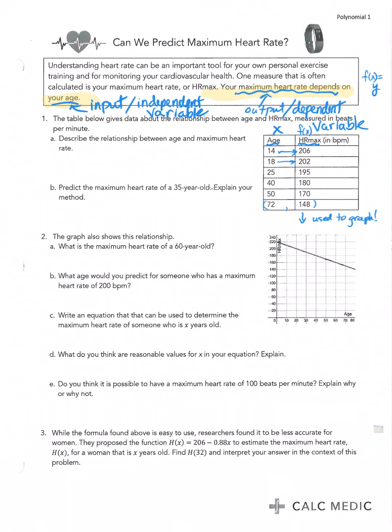Okay, so now let's go back to this and see if we can answer some of these questions. It says describe the relationship between age and maximum heart rate. So what do we see happening here? At 14, your heart rate is 206. At 25, it's 195. At 50, it's 170.